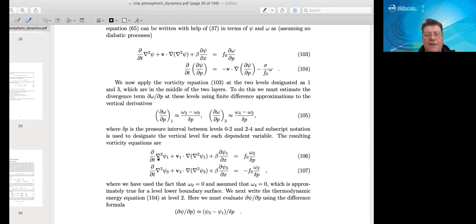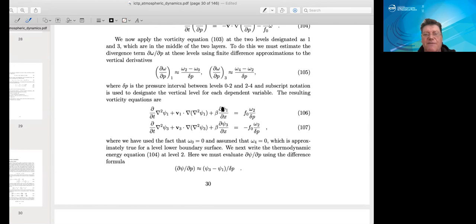So if we write down our equation for the stream function for both levels, level 1 and level 3, so remember 250 hectopascal and 750 hectopascal, one relatively low level and one quite high level, close to the tropopause, then we can write this equation in this way.